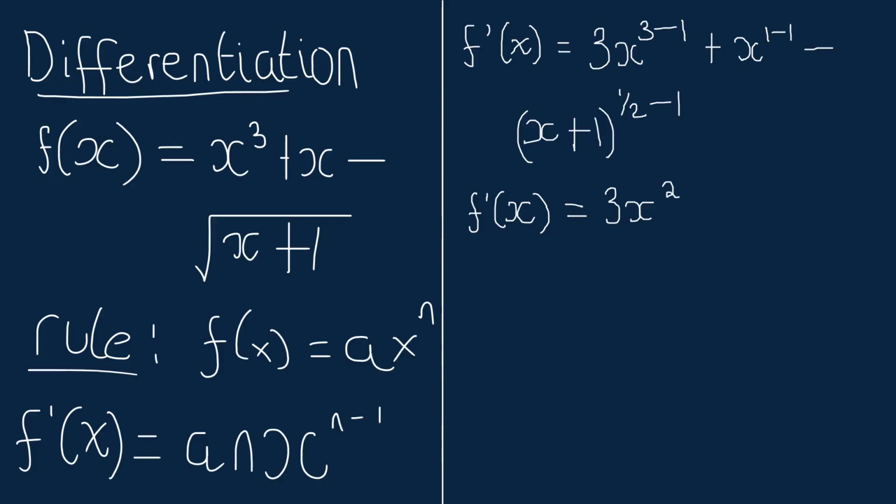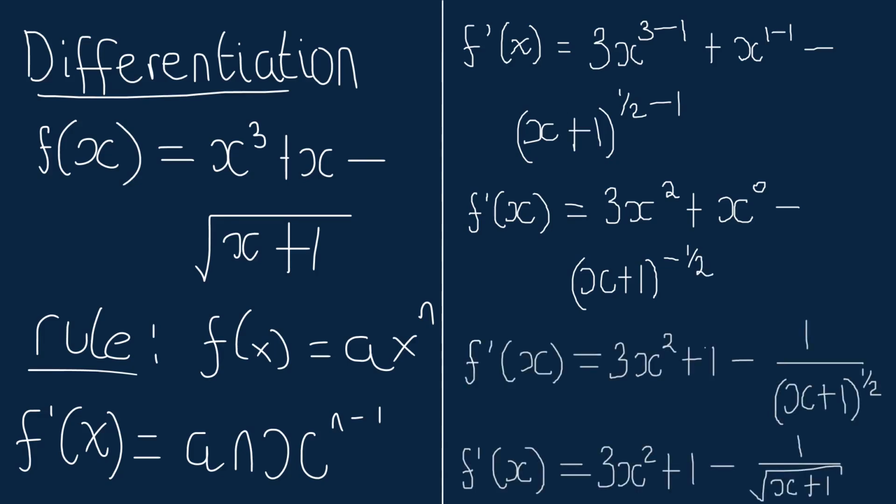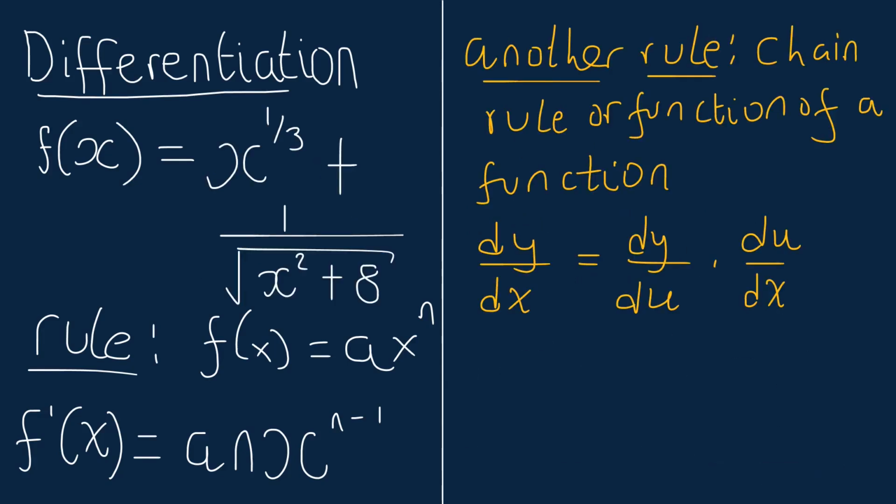The answer to this exercise is 3x squared plus 1 minus 1 divided by the square root of x plus 1. Let's solve the fourth and last exercise aimed at demonstrating a hybrid of the basic differentiation rule and the chain rule differentiation methods. Be patient and keep an open mind as this exercise is a bit of a stretch.